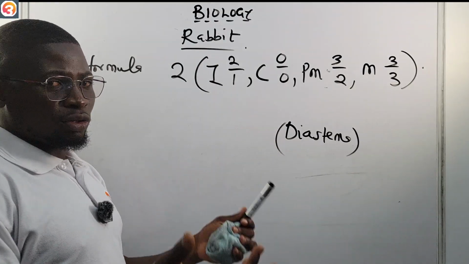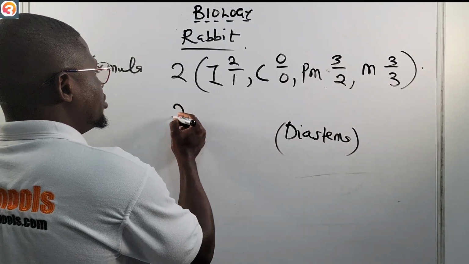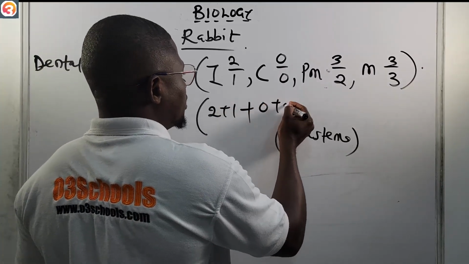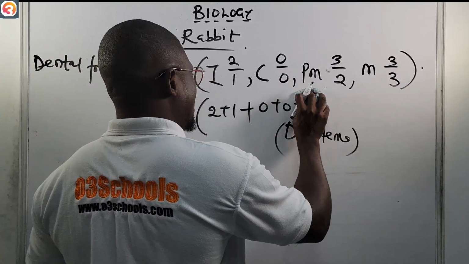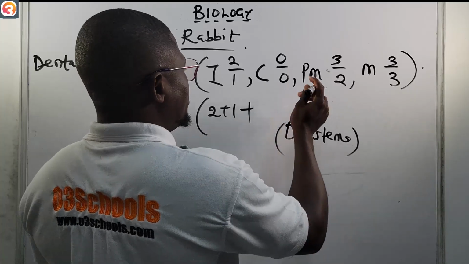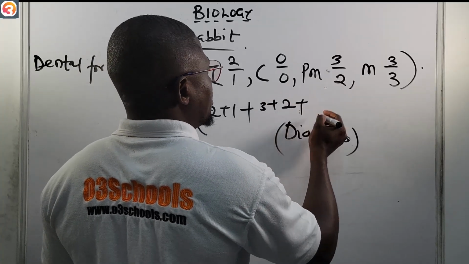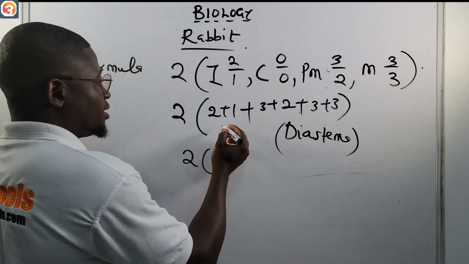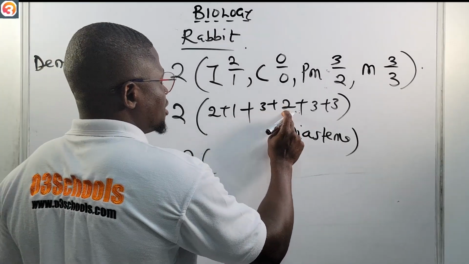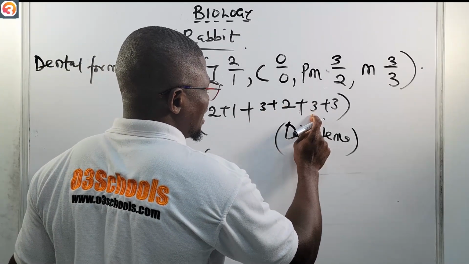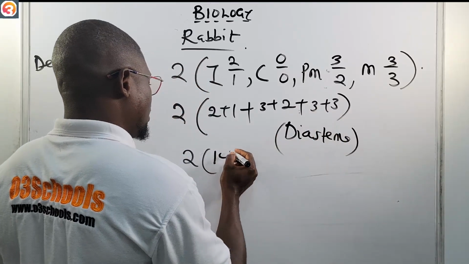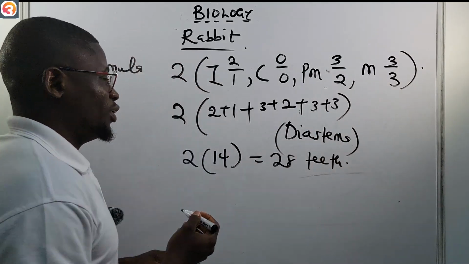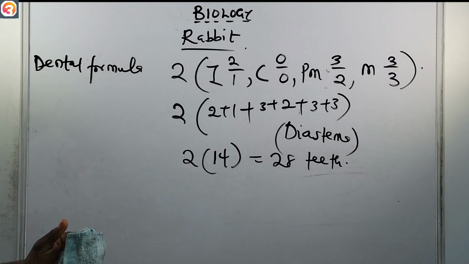To find the total number of teeth in a rabbit, you say 2 into 2 plus 1, plus 0 plus 0. There's no need to add the 0 and the 0 because there's nothing there. Then plus 3 plus 2, then plus 3 plus 3. 2 plus 1 is 3. 3 plus 3 is 6. 6 plus 2 is 8. 8 plus 3 is 11. 11 plus 3 is 14. Making a total of 28 teeth for the rabbit.